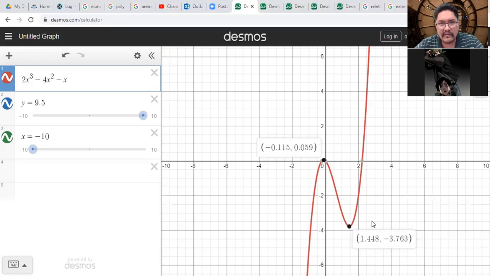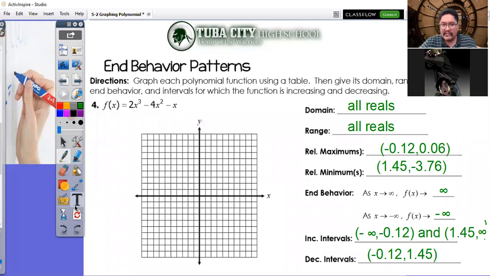And behavior. So as we go to the positive numbers, our line goes up. And as we go to the negative numbers, our line goes down. So as x goes to infinity, the y value goes to positive infinity. As we go to the left to negative infinity, y goes to negative infinity also. So there we go. We got all the stuff we need from our graph, and we just need to go ahead and get our increasing and decreasing intervals.